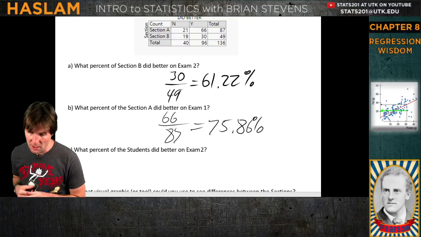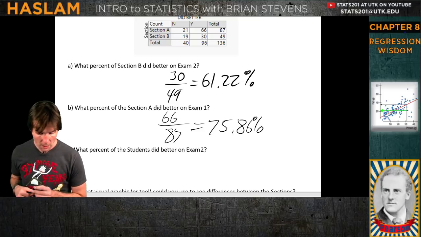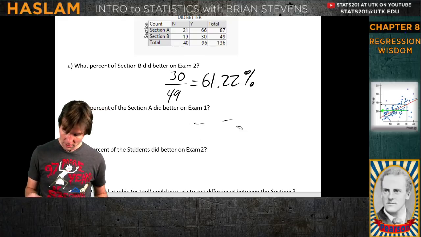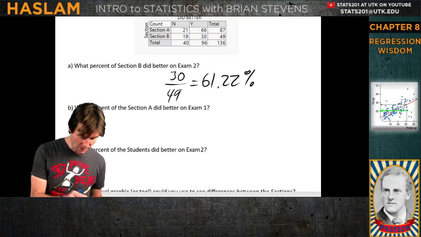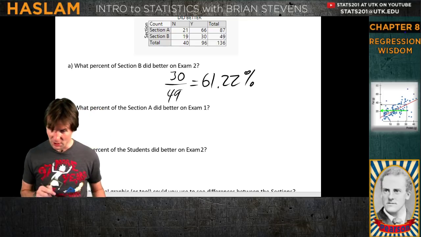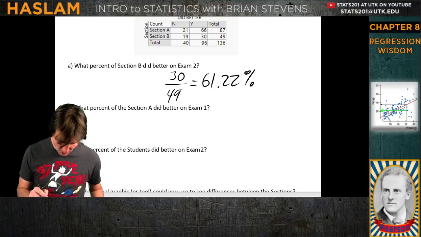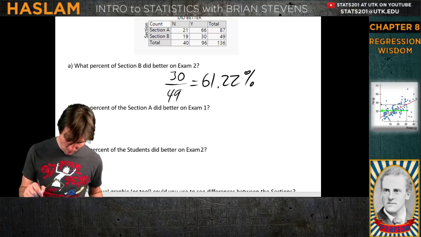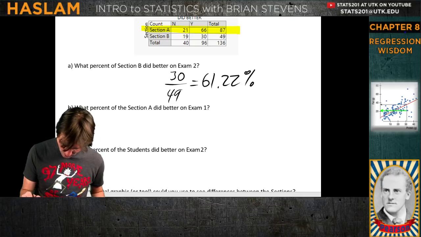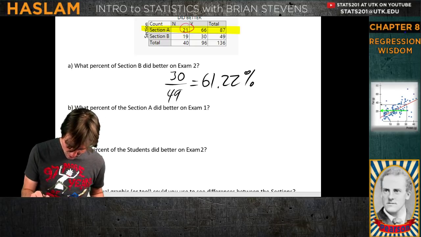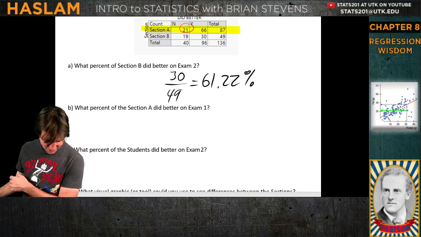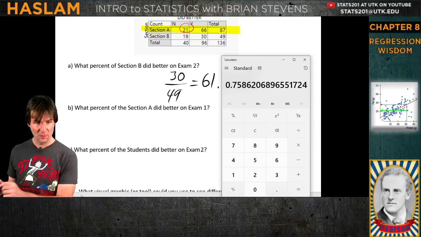Was B asking for exam 1 or 2? Oh my gosh. Wow. Look at that. So these are the students that, whoa, nice job. The students in section A who did better on exam 1, that is going to be right here. The students in section A who did better on exam 1, that would be these students. That was a good trick question. Not really a trick, but it caught me off guard. It's just going to be the complement of what we found a moment ago.